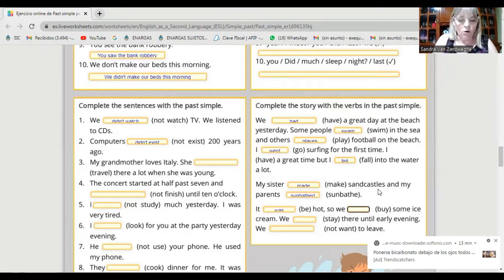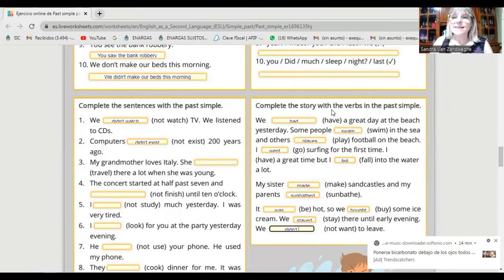So we bought. ¿Qué pasó? No escribí nada. We bought some ice cream. We stayed. Y we didn't want. Bien. We didn't want to leave. Bien. Una vez que lo completaron, lo leen, ¿ok?